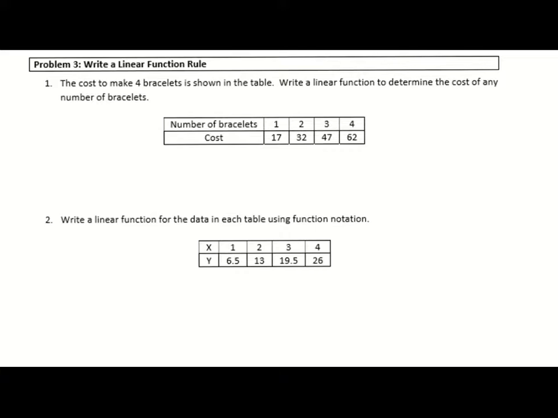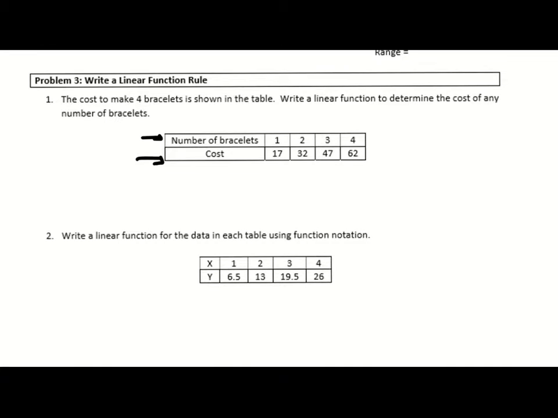We have a table where we are told how many bracelets have been sold and the cost of selling that many bracelets. So if we take a look, 1 bracelet costs $17, 2 bracelets cost $32, 3 bracelets cost $47, and 4 bracelets cost $62. In order to figure out the rule, there are 2 pieces of information we need to know. We need to know your slope m, and we need to know your y-intercept b.